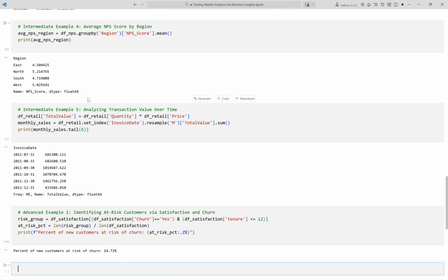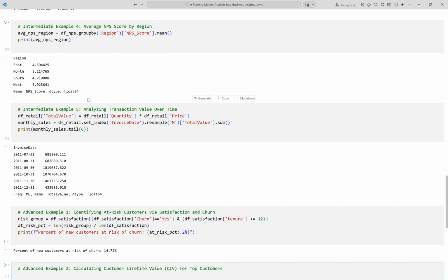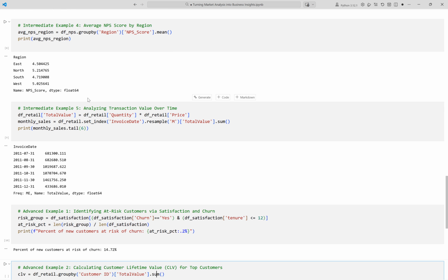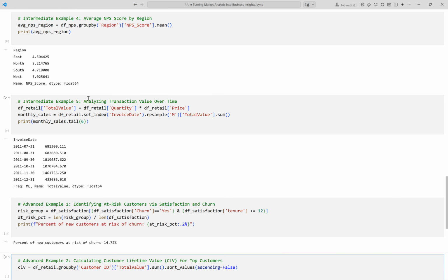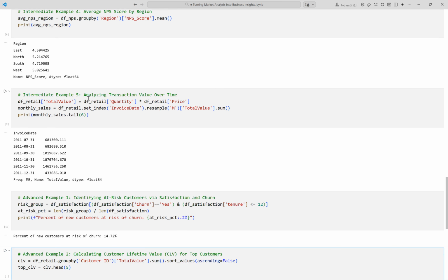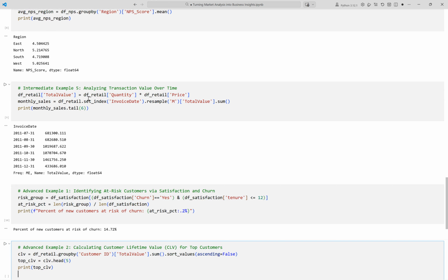Customer lifetime value measures the total revenue a customer brings over time. We group retail sales by customer and sum their transaction values. Sorting these values reveals our most valuable customers. This helps businesses focus on rewarding their best clients.